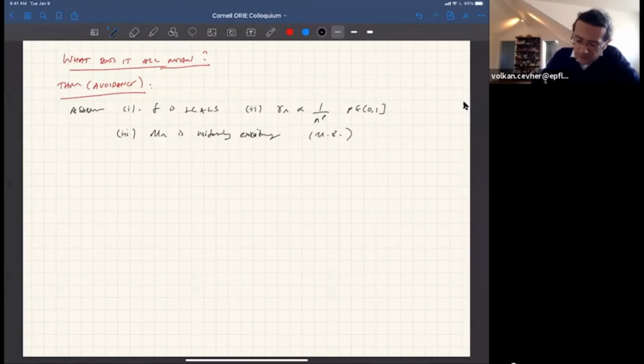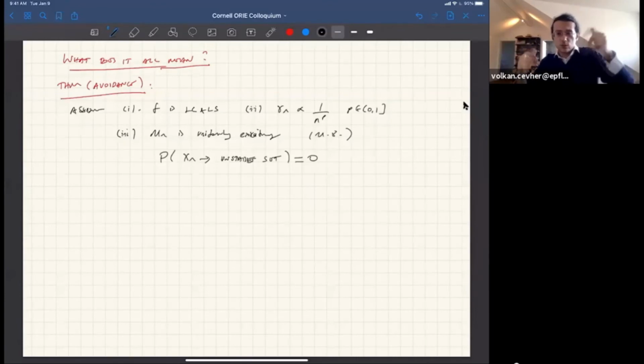In this case, the probability that this Xn, this RM scheme, will go to an unstable set is 0. Meaning these stochastic schemes, they will not go to these unstable points. They will just avoid them. So things like strict saddles, maximums, they will just avoid them in minimization, right? But also in min-max. Okay, here's another theorem.